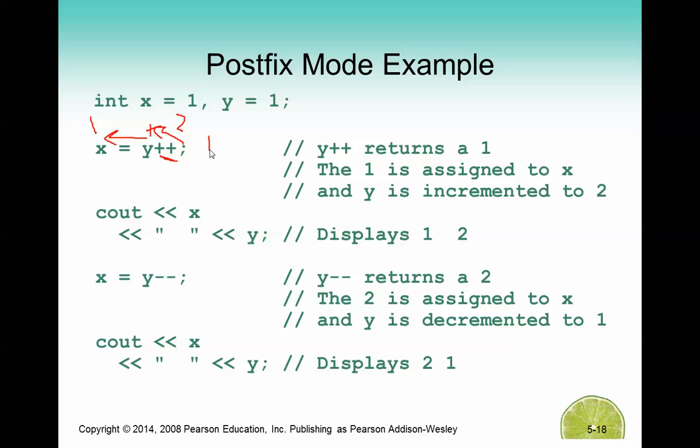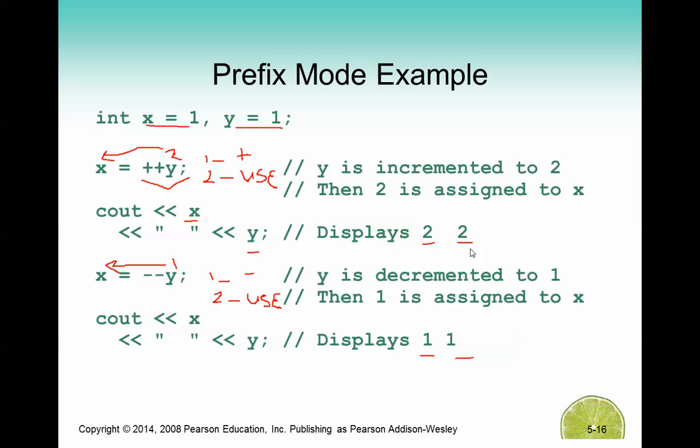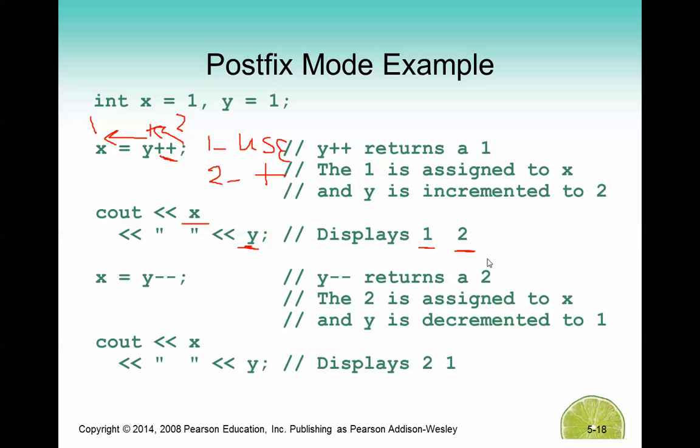So what did I do first? First, I used, and then I added, right? So now I'm going to be displaying for x. What value am I displaying? A 1. What value do I have in y? A 2. Is there a difference with the other one? Yes. In the other one, I was giving out a 2 and a 2. In this one, I'm giving out a 1 and a 2.